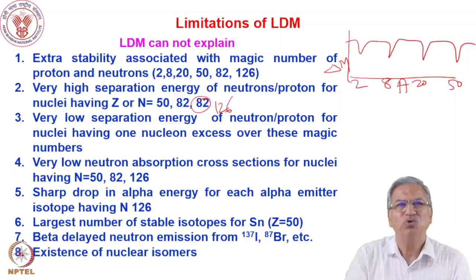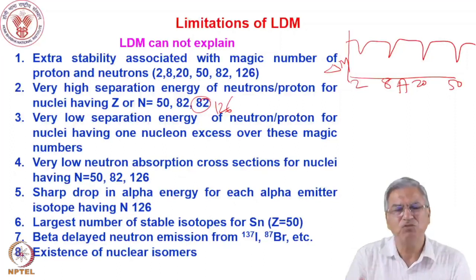Also, nuclei having magic numbers of neutrons and protons, particularly magic numbers of neutrons, have very low neutron absorption cross sections. The next level is very high, so their probability of capturing a neutron becomes very small.